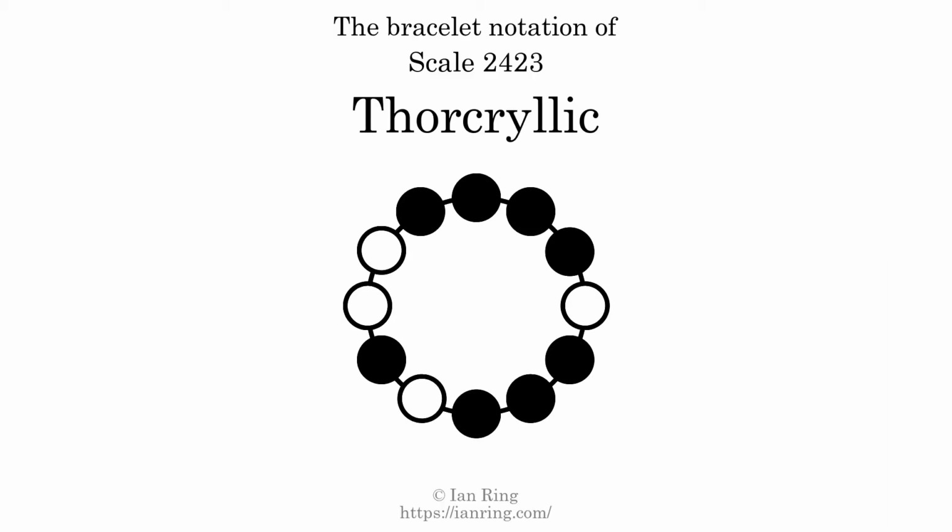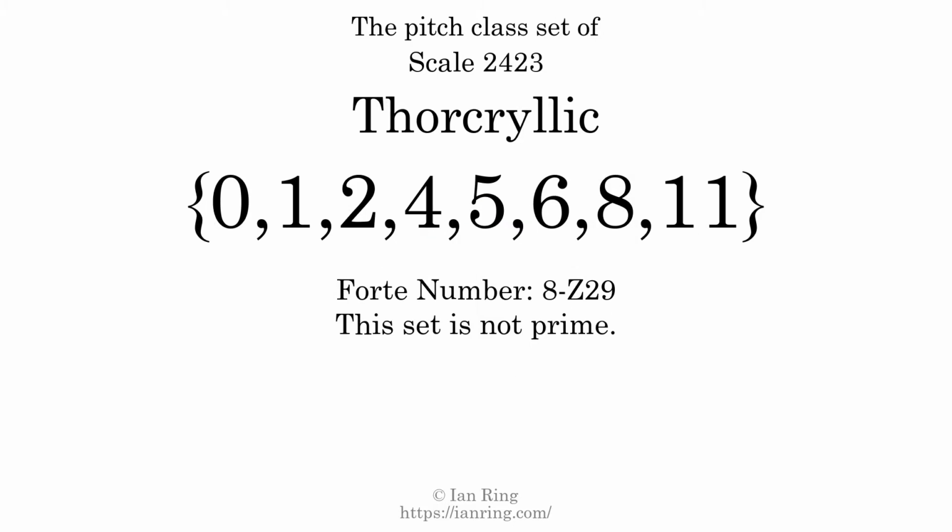This is a bracelet notation diagram of scale 2423. The shaded circles represent tones that appear in the scale, and they are read clockwise, starting at the top. The pitch class set for this scale is 0, 1, 2, 4, 5, 6, 8, 11. The forte class is 8Z29. This set is not prime.